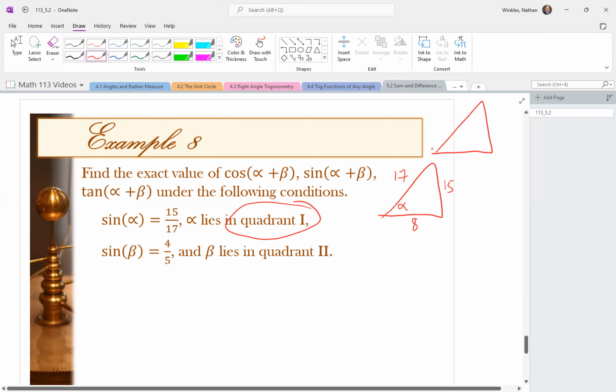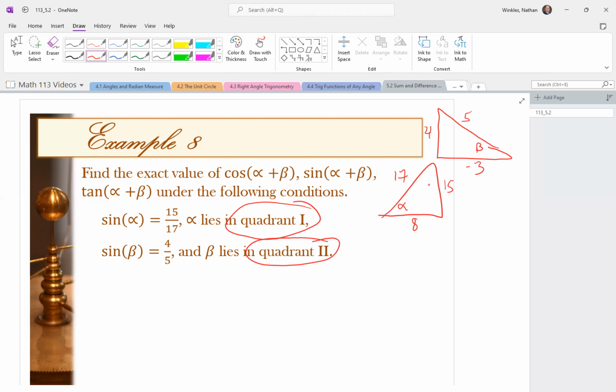The next we can find is beta. So sine of beta, actually I'm going to draw it like it says it over here. Beta lies in quadrant 2. So the sine of beta is 4 over 5. So that means that this last side is a -3. So we gotta pay attention. These quadrants will tell us the signs, positive or negative, for certain things.